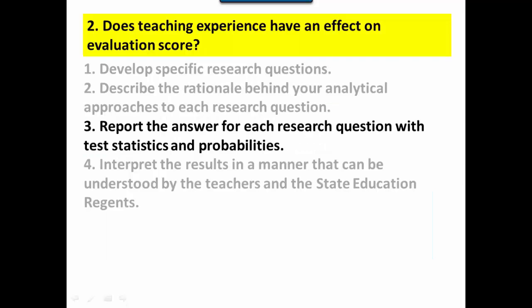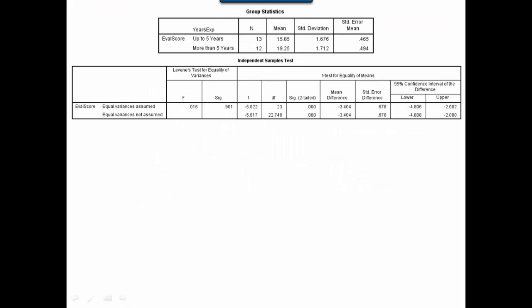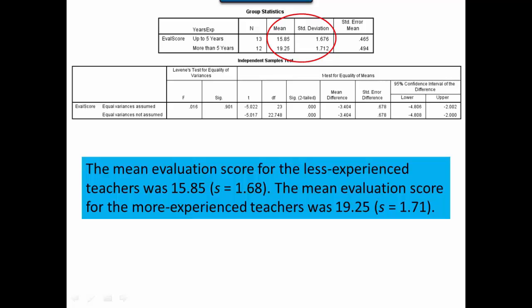Let's move on to question 3. Here's where I report what I found. I'm going to need the results from SPSS. First of all, I'm going to report the means for each group. Here's a suggestion for reporting. The mean evaluation score for the less experienced teachers was 15.85 with a standard deviation of 1.68. The mean evaluation score for the more experienced teachers was 19.25 with standard deviation of 1.71.